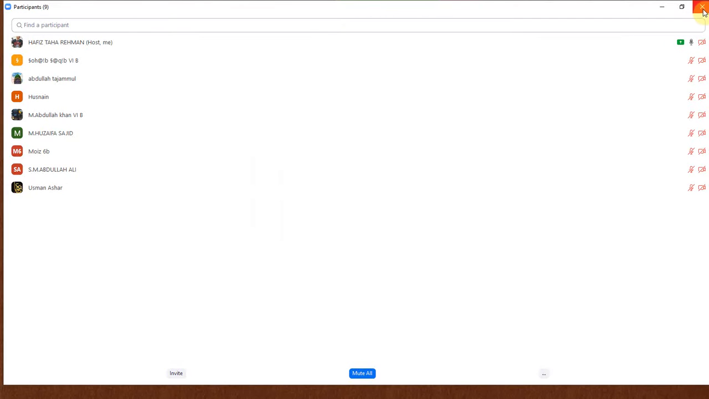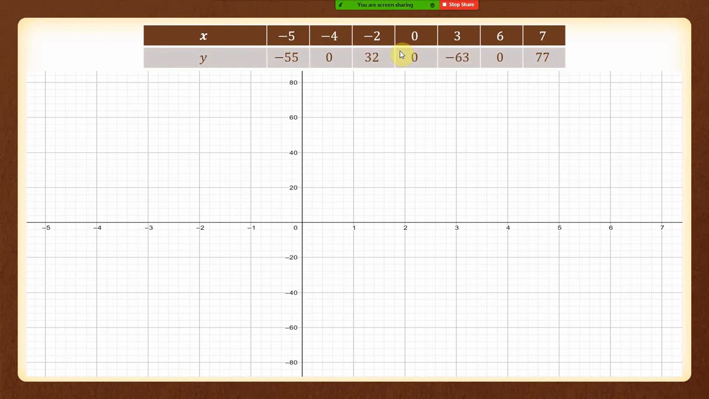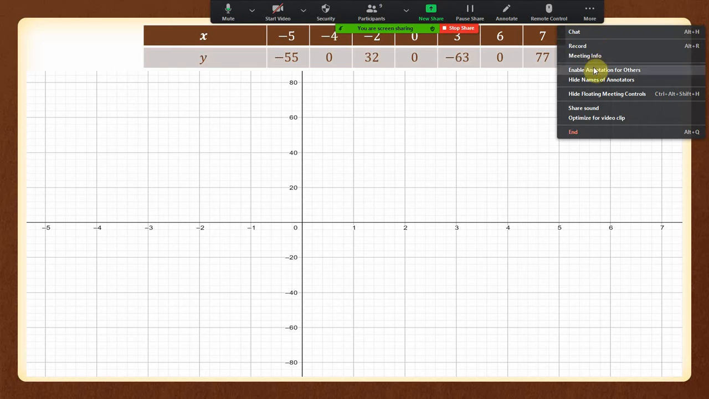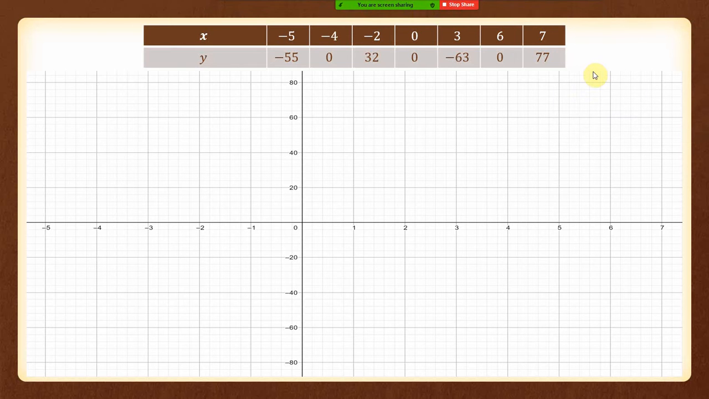First of all, here is Sakib. Unmute yourself. Yes, sir. Sakib, you have to plot the first value, that is x equals minus 5 and y equals minus 55. You have to plot it. You need to recall that you have negative x as well as negative y. When you have both negative values, you need to plot that point in the third quadrant. Keep this information in your mind.